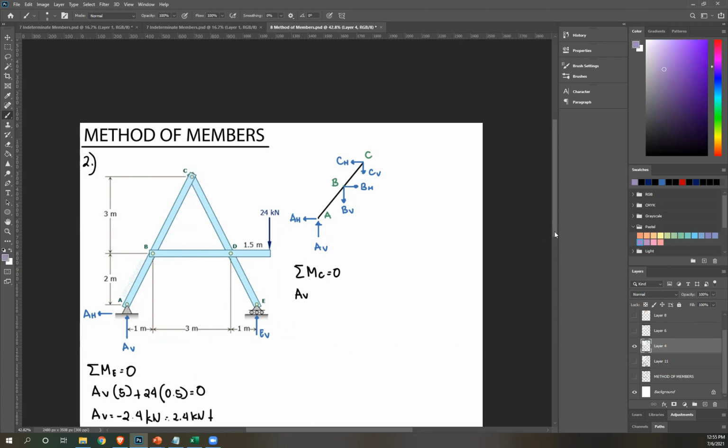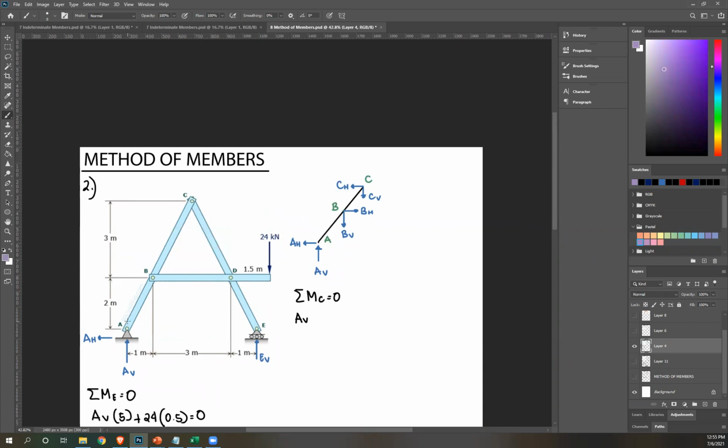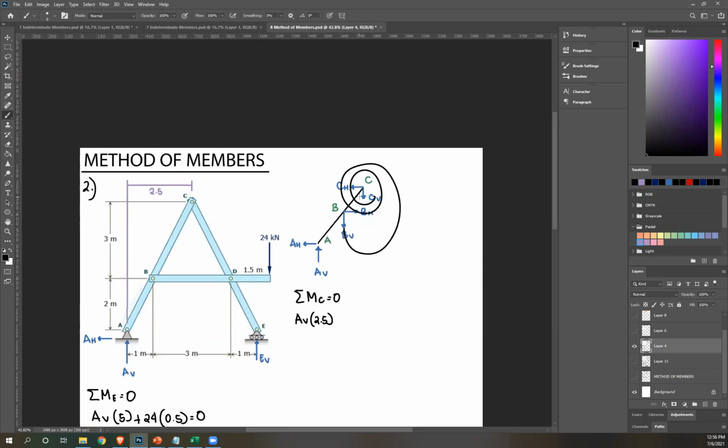Now let's specify. This is 2.5. So AV times 2.5. Next, AH, rotate. Again, that's clockwise. So positive AH. And AH is 0, so I can ignore that. Okay, ignoring AH since it's 0. Next, what else? BV. BV rotate about C. That's counterclockwise. So negative BV.